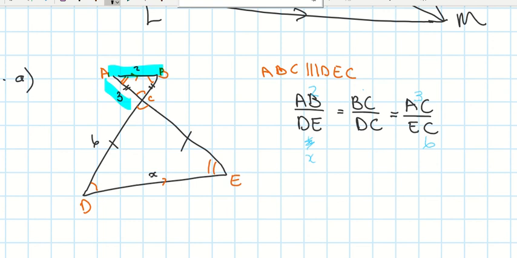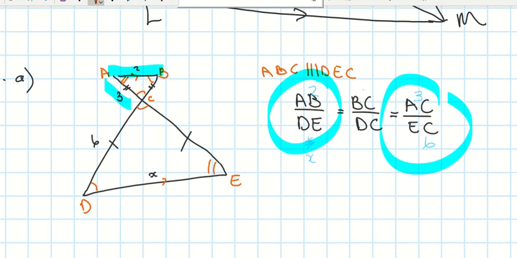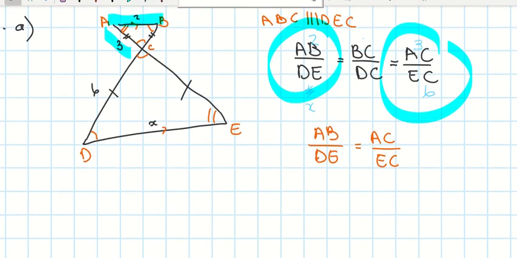Now I'm going to substitute these values. I'm going to use this one and this one. So I'm going to rewrite it again, and I'm going to say AB over DE. You don't have to do this step, but I'm just showing you where it comes from. So then it's equal to AC over EC. Okay, those are the sides that I'm going to work with. Now I'm going to replace the values of the sides. AB is 2 over DE, which is what I want to determine. DE is x. AC is equal to 3 over 6.